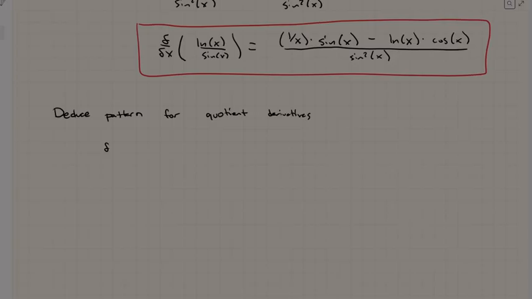If you remember 3 examples back, we said that the derivative of x divided by 2x plus 1 is equal to 2x plus 1 times 1, minus 2 times x, divided by 2x plus 1 squared.